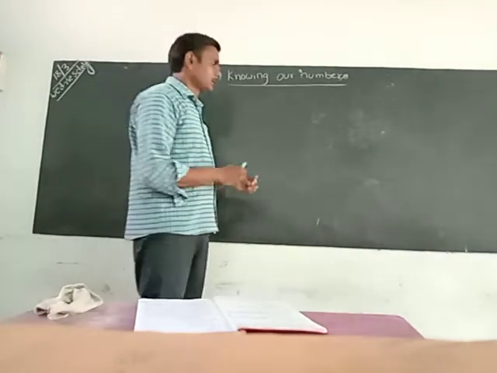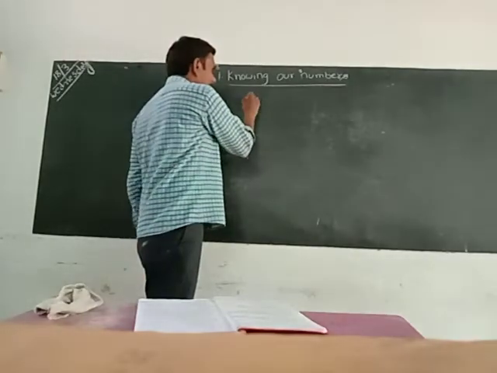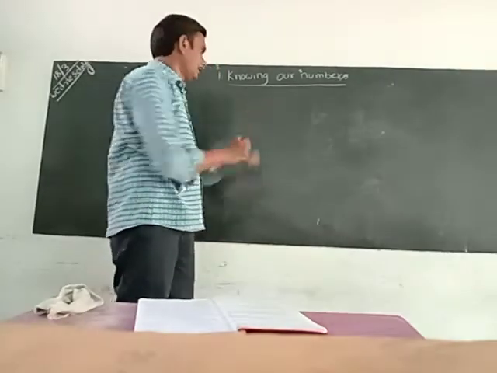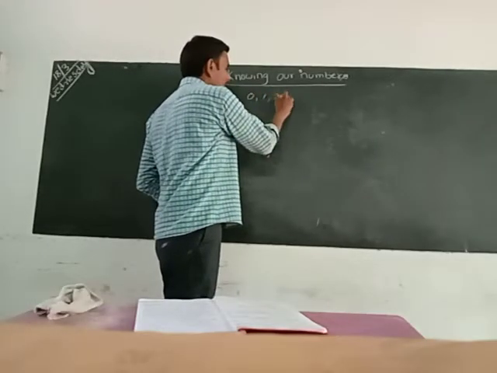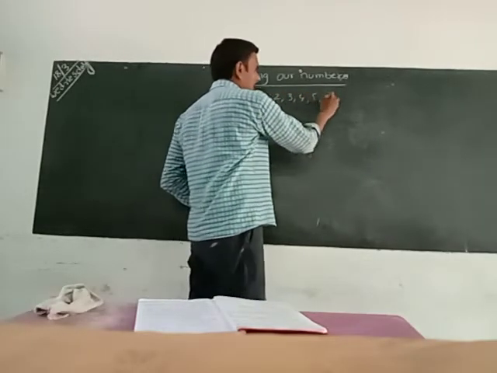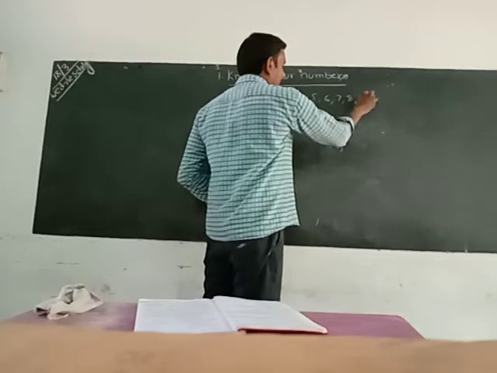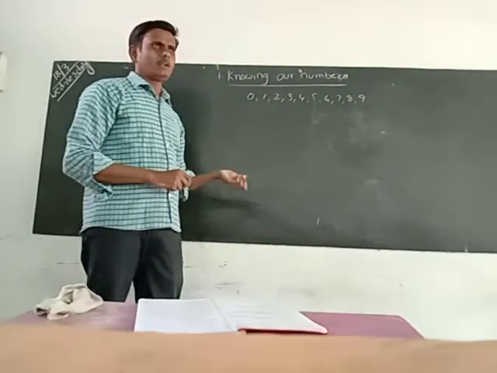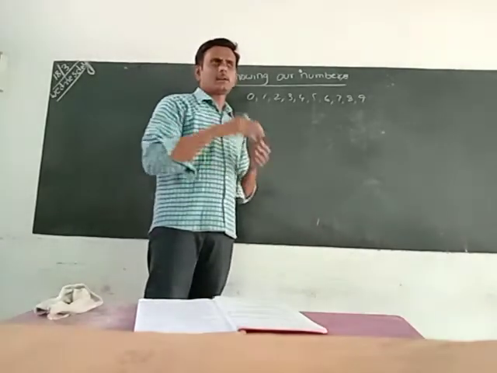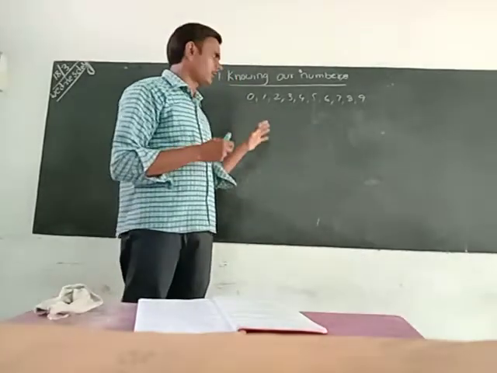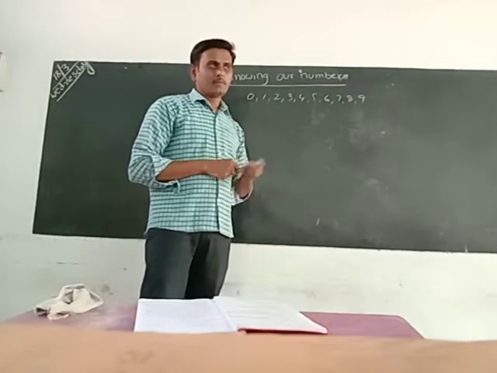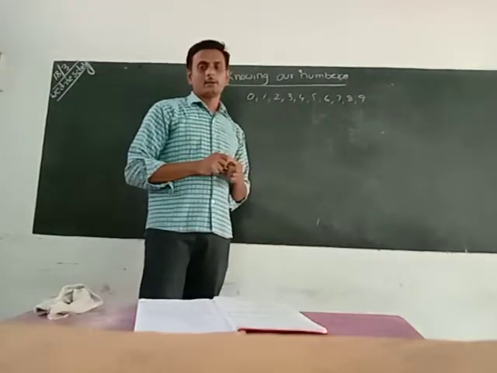that will have some digits. What are the digits here? If you want to write any number, we use the digits 0, 1, 2, 3, 4, 5, 6, 7, 8, 9. By using these 10 digits only, we can write any number, either a small number or the largest number. If you want to frame any number, we have to use these symbols only.